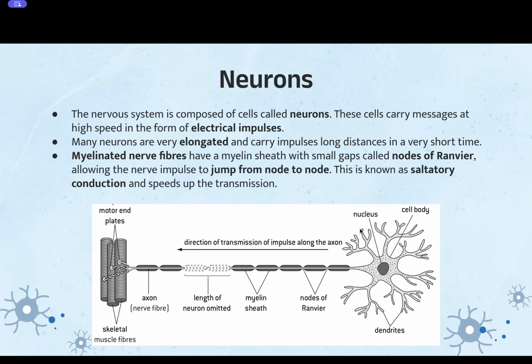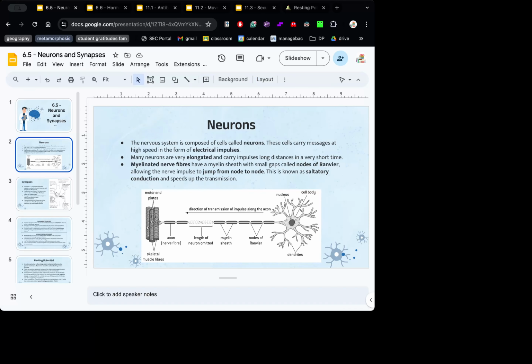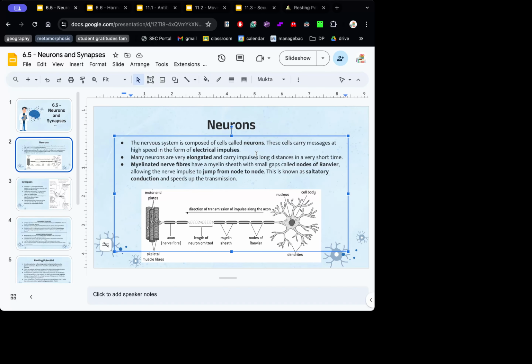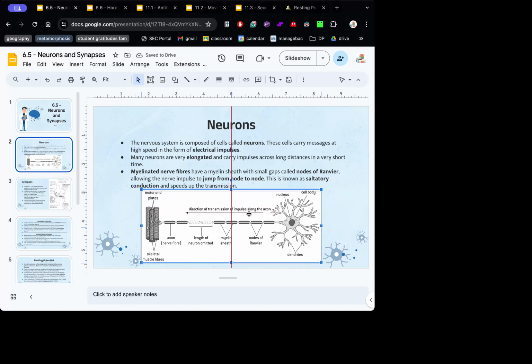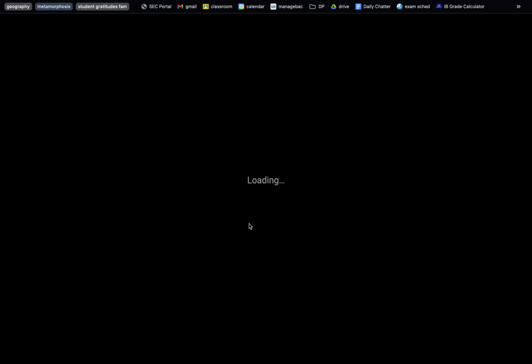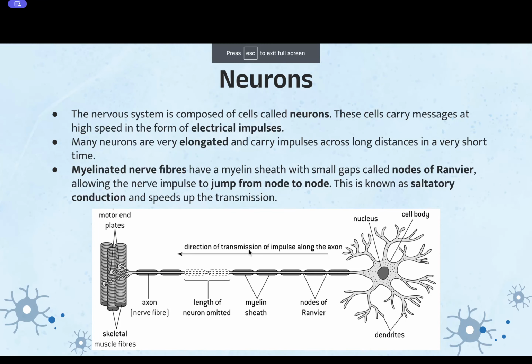Many neurons are very elongated and they carry impulses across long distances in a very short time. So that basically means that there's only so many neurons that are involved in our nervous system, but because they're so elongated, they can carry impulses very quickly.